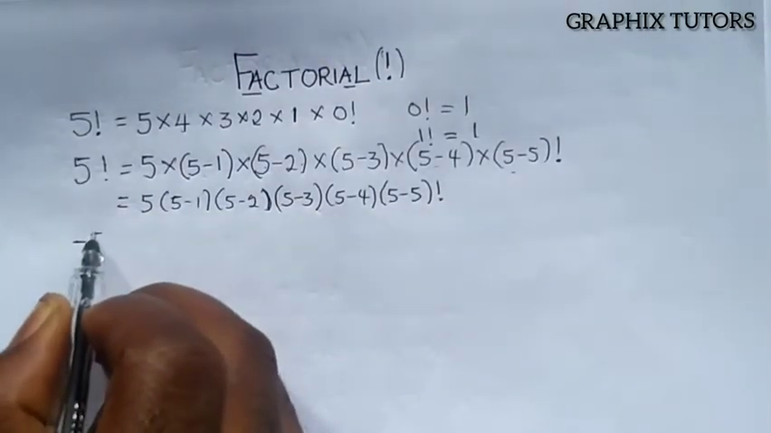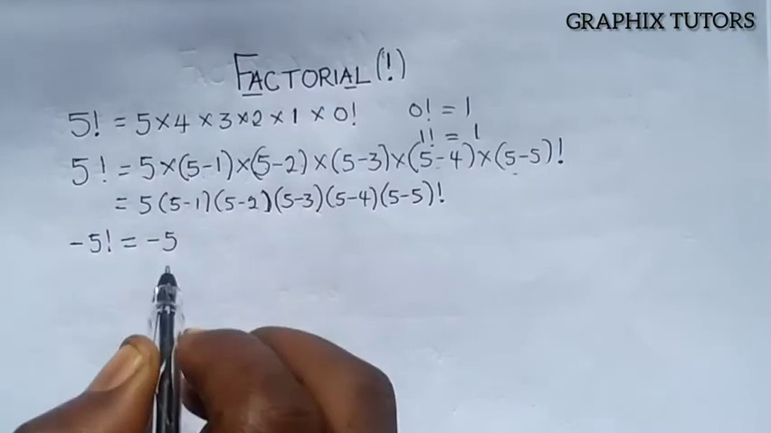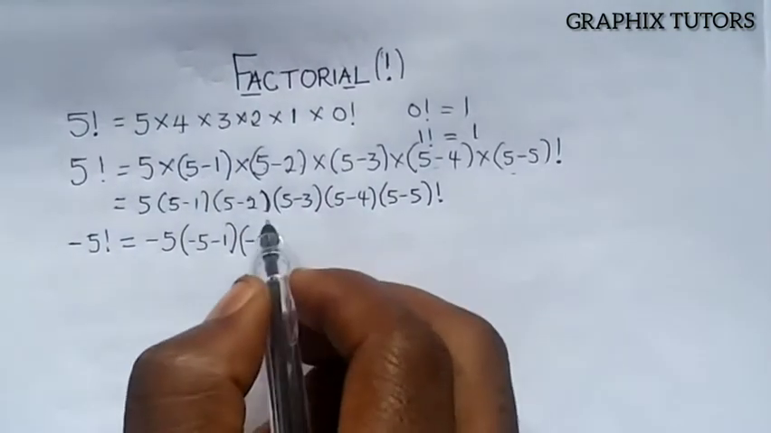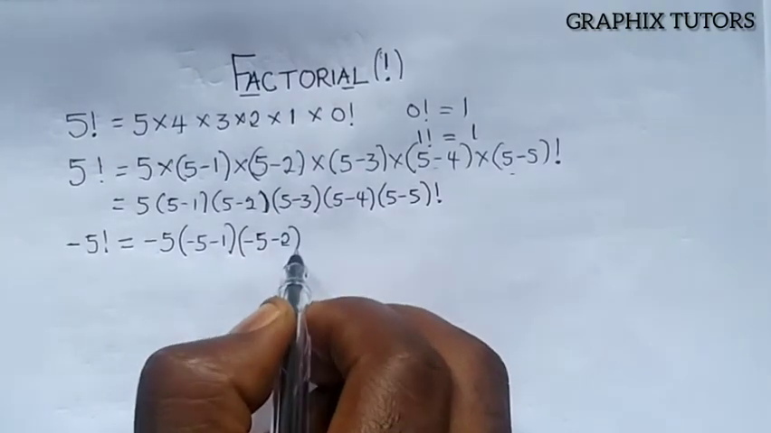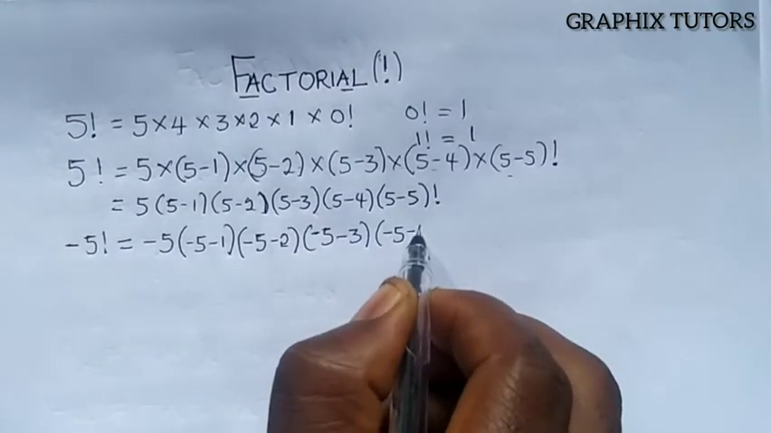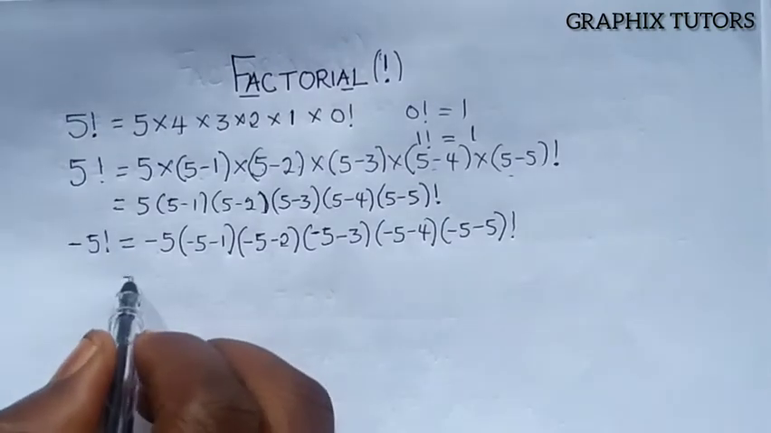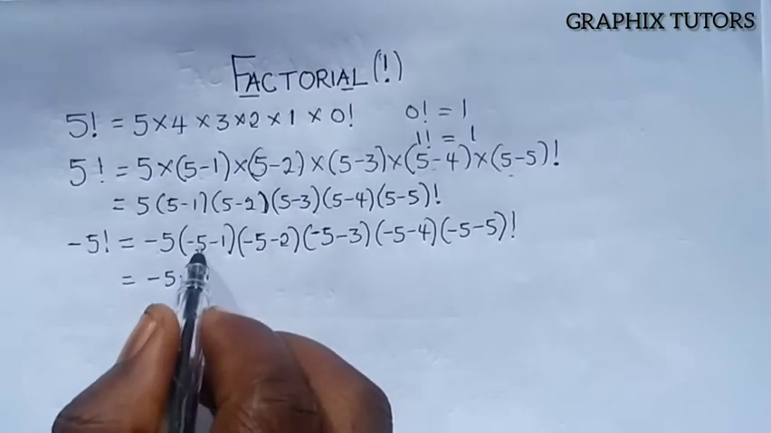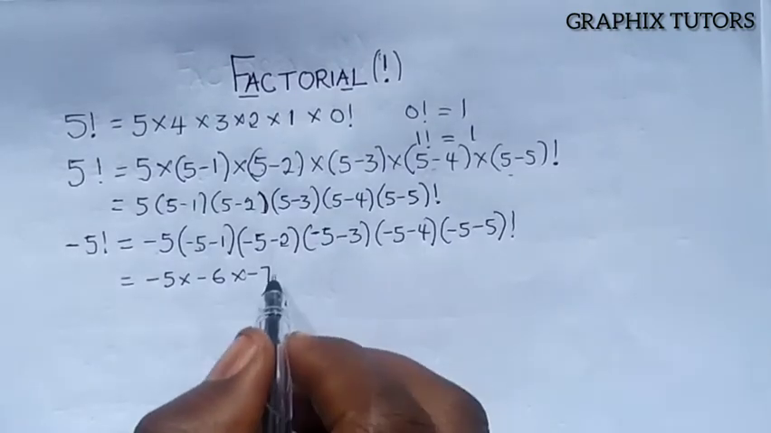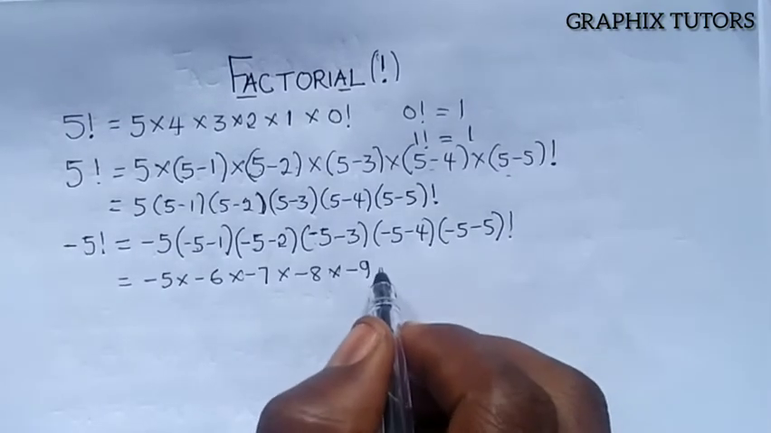my minus 5 factorial? At every instance I'll place it. I'm having minus 5, I'll write it out first, bracket minus 5 minus 1 bracket minus 5 minus 2 bracket minus 5 minus 3 bracket minus 5 minus 4 bracket minus 5 minus 5 factorial. And this will give me minus 5 times minus 6, minus 7, minus 8, minus 9, minus 10.